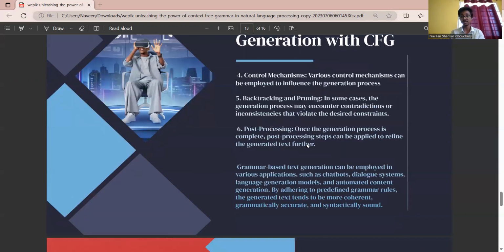And then the control mechanism. There are various control mechanisms which can be employed to influence the generation process. They help in controlling the length of the generated text, ensuring a certain level of diversity, or enforcing specific grammatical constraints. Backtracking and pruning techniques can be applied to explore alternative expansions or prune invalid branches during the generation process. Finally, once generation is complete, post-processing steps can be applied to refine the generated text further.